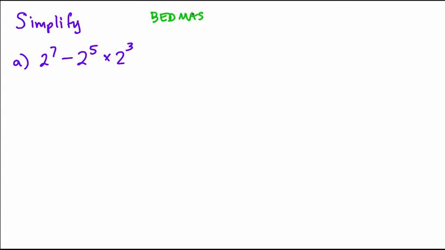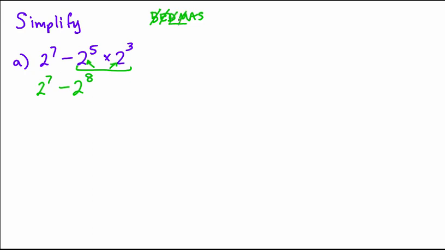BEDMAS says any brackets? Nope. Exponents next. Well, you could actually go and calculate what 2 to the 7th is, and 2 to the 5th, and 2 cubed, and do this question that way. But we have these exponent rules that help us simplify some of these things. So I would skip doing exponents and go on to division and multiplication. So this stays as 2 to the 7th, but because these are multiplied and the bases are exactly the same, we have a rule that says that becomes 2 to the 8th.